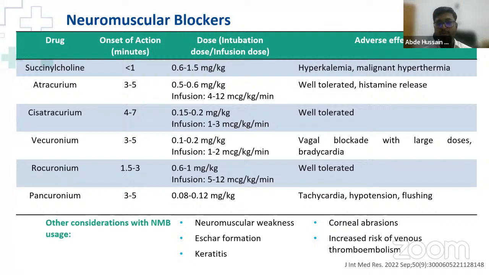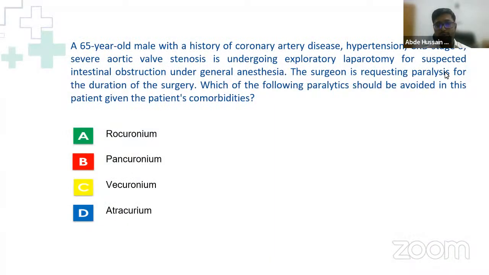So, coming to the neuromuscular blockers. As we see, there are two types, depolarizing and non-depolarizing neuromuscular blockers. Succinylcholine with the risk of hyperkalemia, malignant hyperthermia. Atracurium very well tolerated and metabolized not by renal and hepatic routes. Cisatracurium again well tolerated. Vecuronium with vagal blockade with large doses and bradycardia. Rocuronium again well tolerated, and pancuronium with tachycardia, hypertension, and flushing. So if we go back to the case, can you point out any of those things that might lead to a complication in this patient?